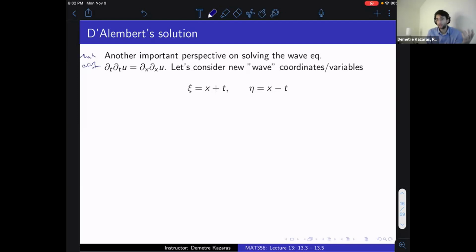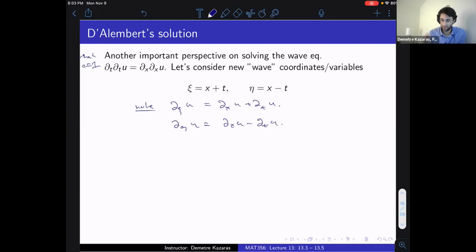The equation will now look different because the equation has two time derivatives of U. That's going to look kind of complicated at first glance in terms of xi and eta, because neither of them is just the x derivative. Just to be clear, note that partial xi of U is partial x of U plus partial t of U, and partial eta of U is partial x of U minus partial t of U.